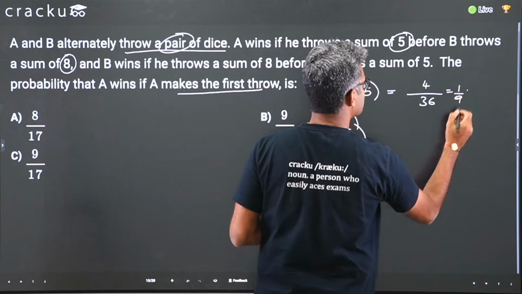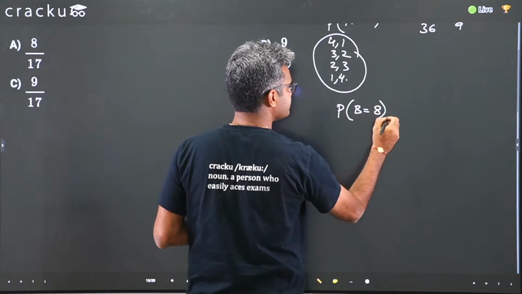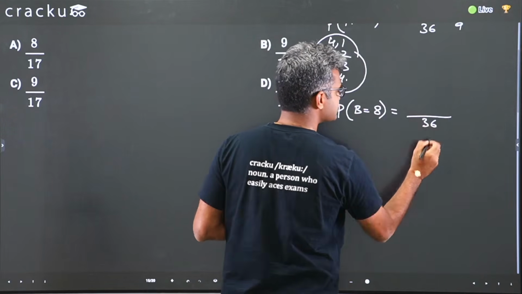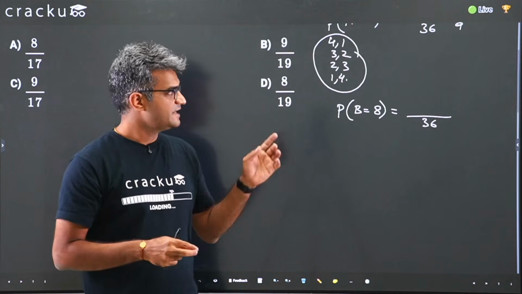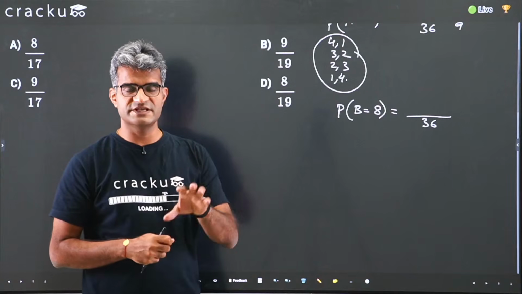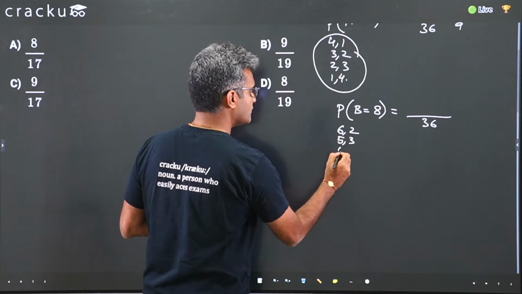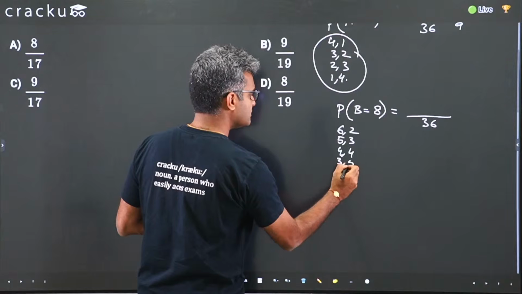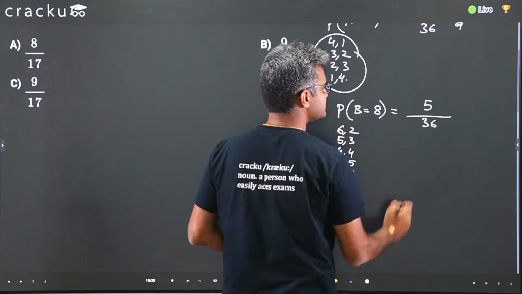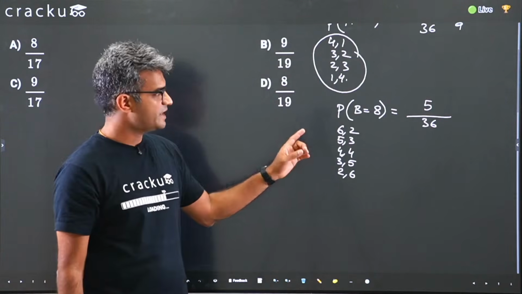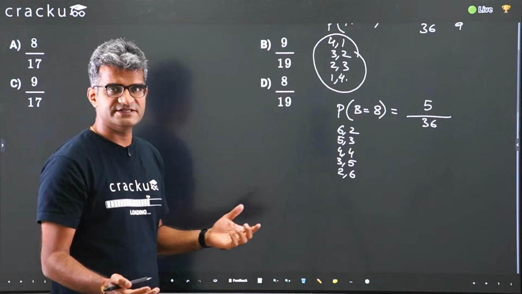1 by 9. Now what is the probability that when B is throwing, the sum is 8? Again, the total number of cases is 36. He has 2 dice, he is throwing these 2 dice, so the total number of cases possible is 36. In how many ways is the sum of the numbers on the 2 dice equal to 8? It will be either 6-2 or 5-3 or 4-4 or 3-5 or 2-6. There are 5 cases possible. So the probability that when B throws the dice, the sum is equal to 8 is 5 by 36. Now suppose A is throwing first and he gets 5.